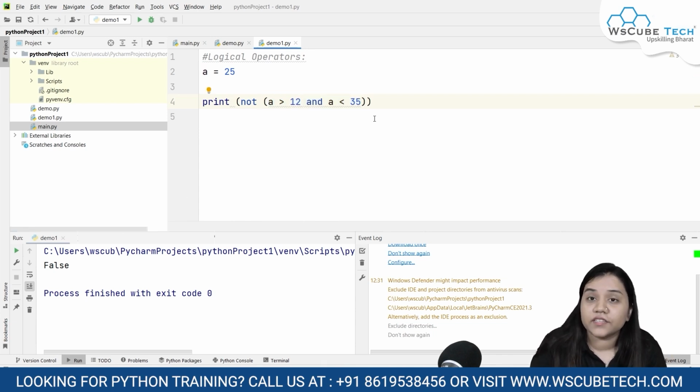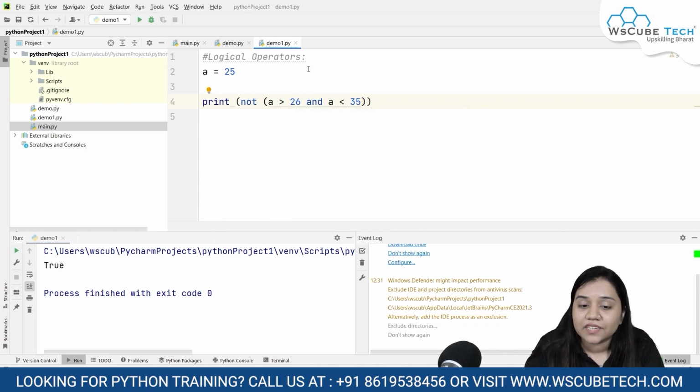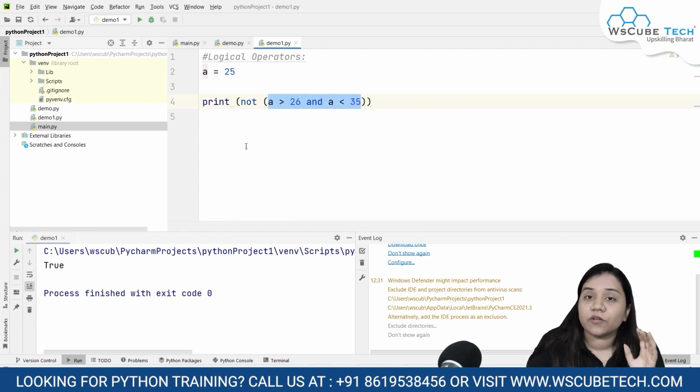Right? If at the same time I had written over here 26, that A should be greater than 26 and A should be smaller than 35, it would have given me true, because it is not satisfying AND, which means it should satisfy both the conditions. So it is not satisfying both the conditions, it would have given false for only the AND part of it. But because we have used NOT over here, it is giving us true.